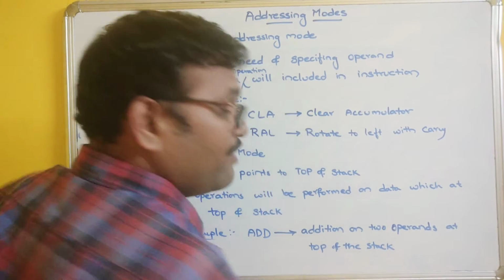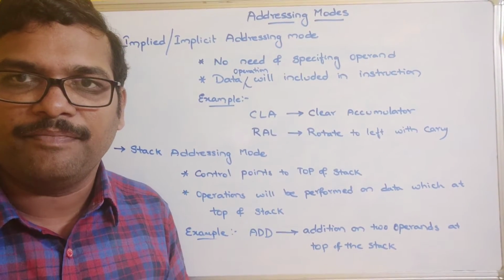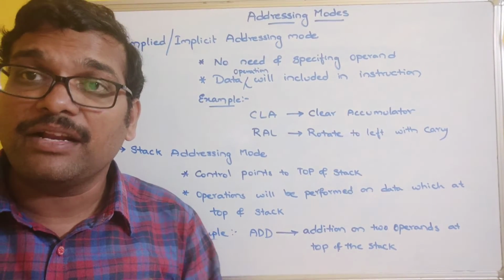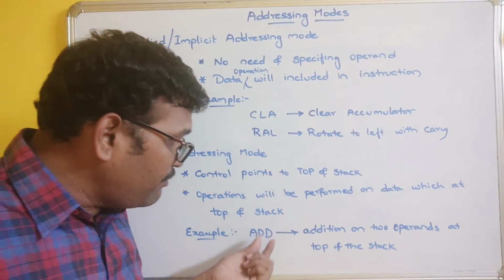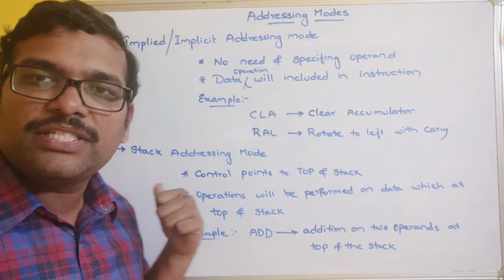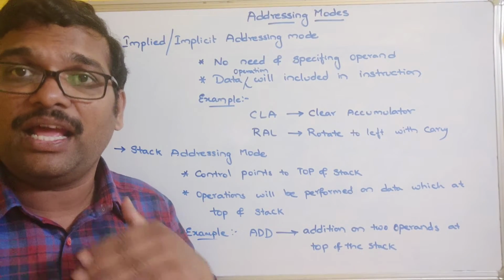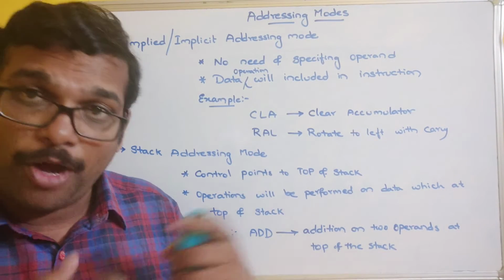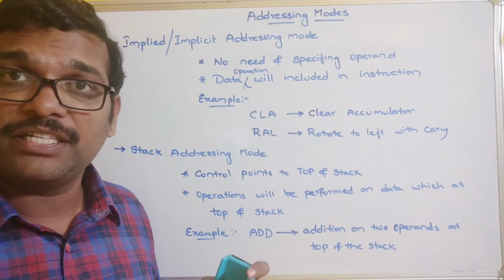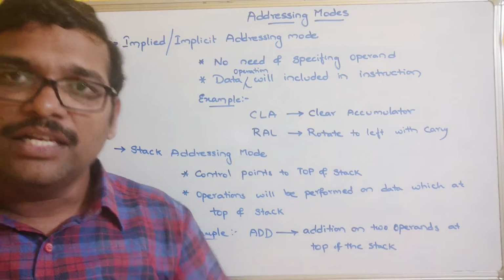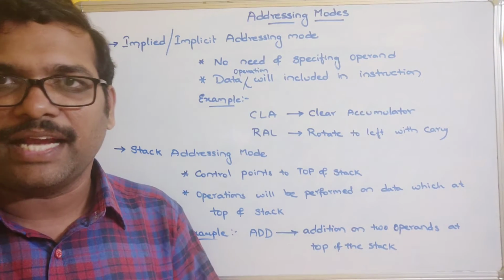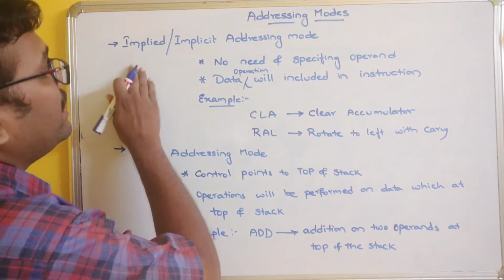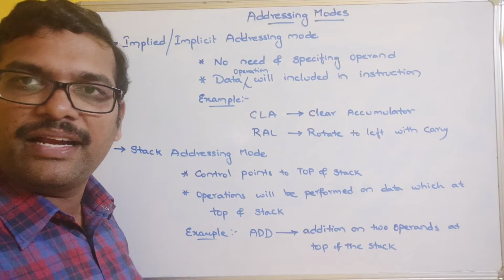And again the result will be stored in the top of the stack. Here also we are not specifying any particular operand, but the operation will be performed based upon the stack operations. That means whatever data is available at the top of the stack will be retrieved, that means popped from the stack, and then the operation will be done, and again the result will be stored back to the top of the stack itself, right? So that is a stack addressing mode, and this is an implied or implicit addressing mode.